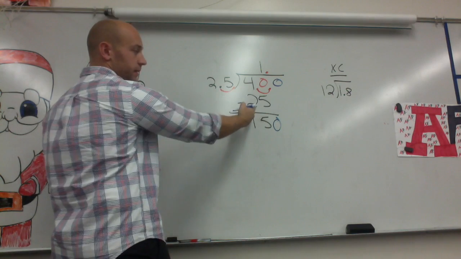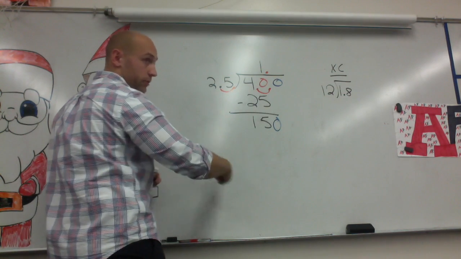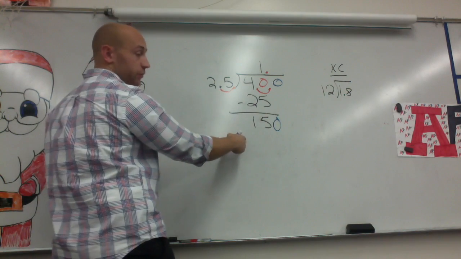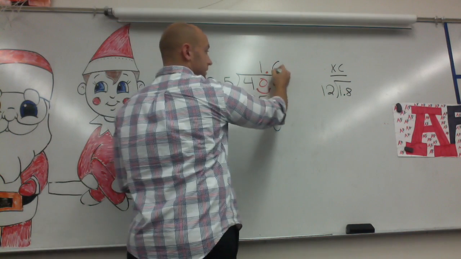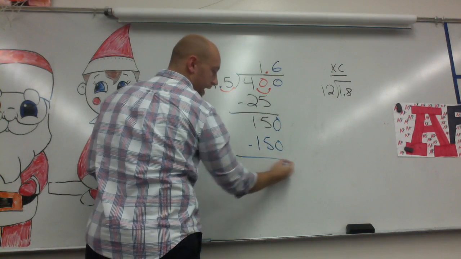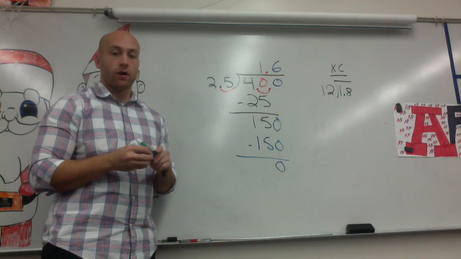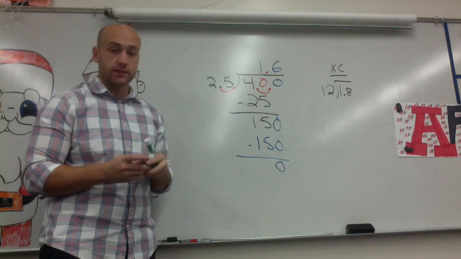So we divided, we multiplied, we subtract. Now we bring down. So now we go back to the top, divide, 25 into 150 is 6, multiply, subtract, and now there's nothing to bring down, there's no remainder, so our answer is 1 6/10.